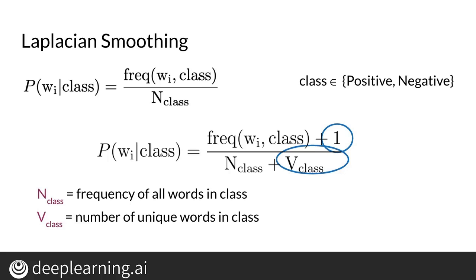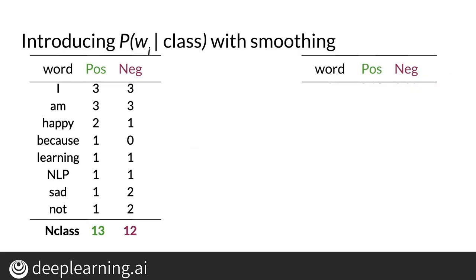So now all the probabilities in each column will sum to 1. This process is called Laplacian smoothing. Going back to this example, let's use the formula on it. The first thing you need to calculate is the number of unique words in your vocabulary. In this example, you have 8 unique words.